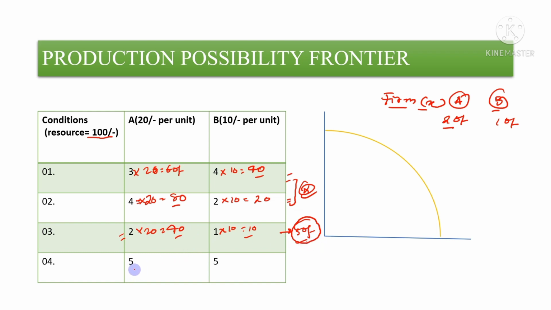Now to take up another example, this firm is producing 5 units of product A. So they will spend rupees 100 on product A, and they have to spend rupees 50 more on product B. So this is not a possible production frontier. That means they cannot produce something that will cost more than 100 rupees when they have only rupees 100 as resource. So these are the possible combinations that they can do.